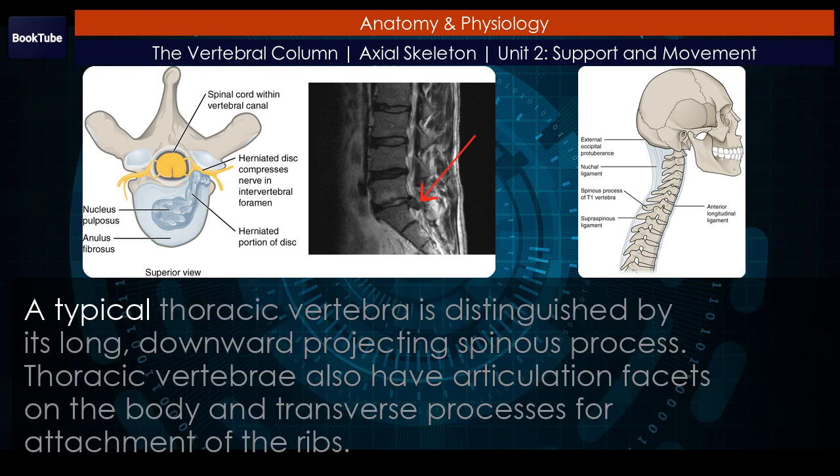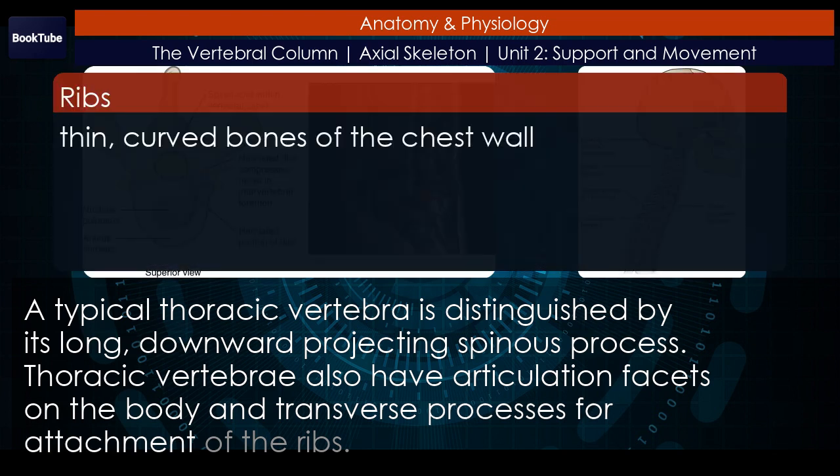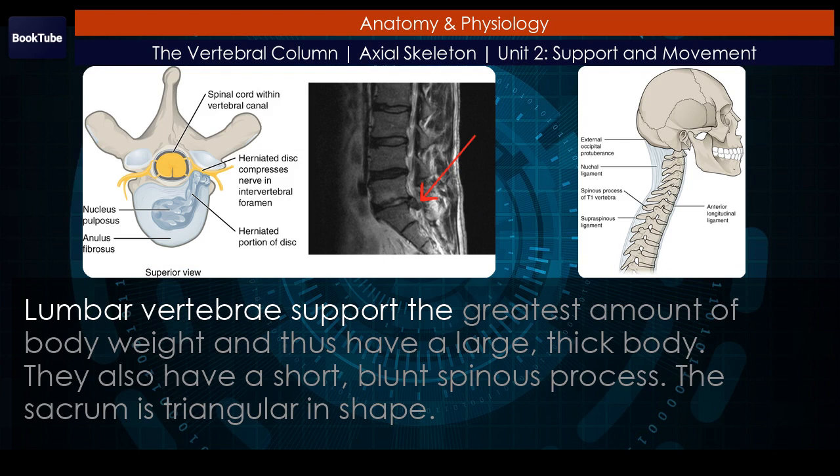A typical thoracic vertebra is distinguished by its long, downward projecting spinous process. Thoracic vertebrae also have articulation facets on the body and transverse processes for attachment of the ribs. Lumbar vertebrae support the greatest amount of body weight and thus have a large, thick body. They also have a short, blunt spinous process. The sacrum is triangular in shape.